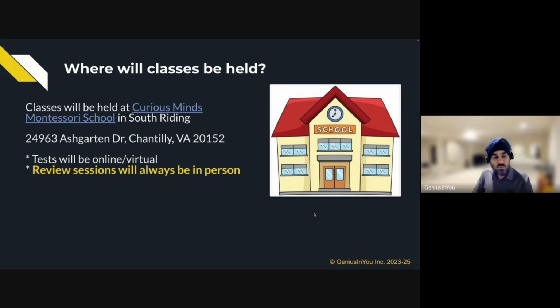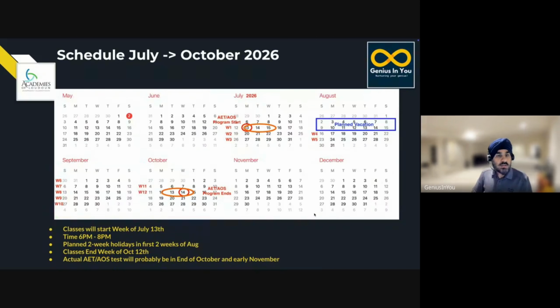It's very close to Home Depot in South Reading, very close to the Dulles South Rec Center, right? So classes are going to happen there. These are the dates. The program is going to start in July. There will be a test that I will circulate around 9th, maybe 9th or 10th, and then the actual in-person classes start on 14th and 15th, right?